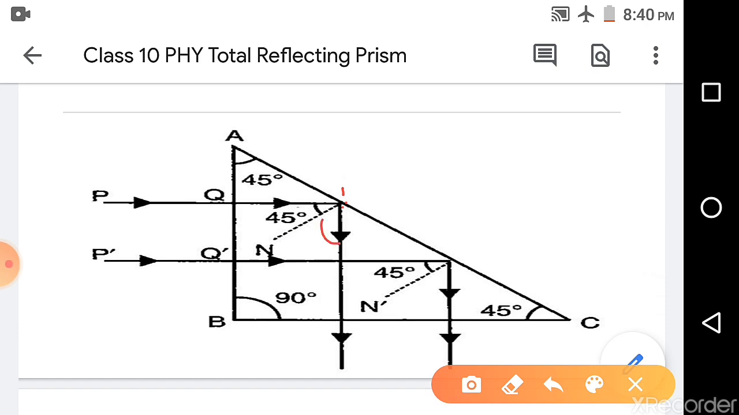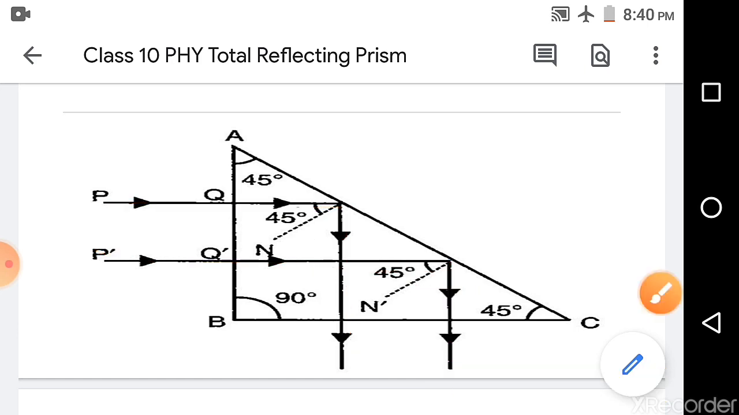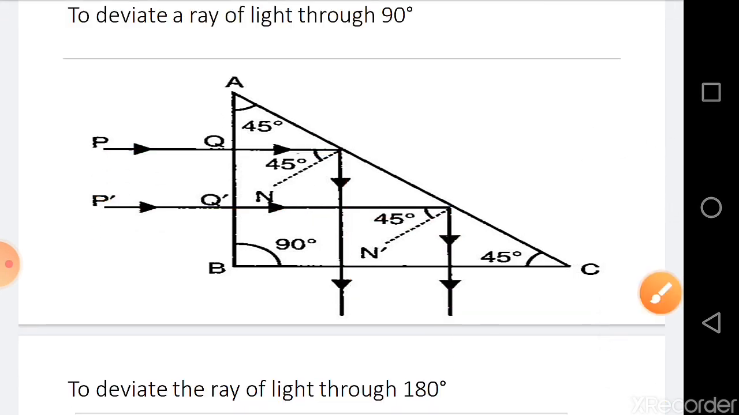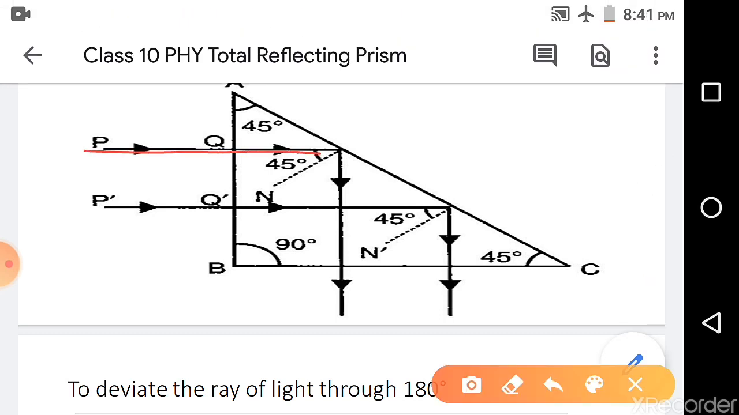So here the angle of reflection is 45 degrees, and this ray which is incident here is now deviated by an angle, this total angle, of 90 degrees. The same thing for this ray also, it is also deviated by 90 degrees. So in this position of the prism, when the light rays are incident parallel to the surface BC and incident on this surface normally, they deviate by an angle of 90 degrees.